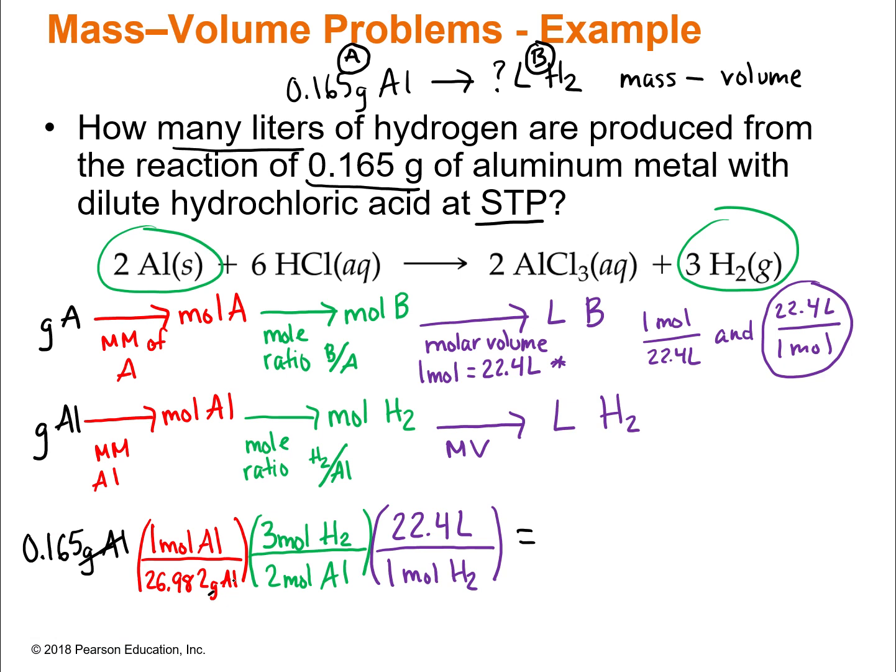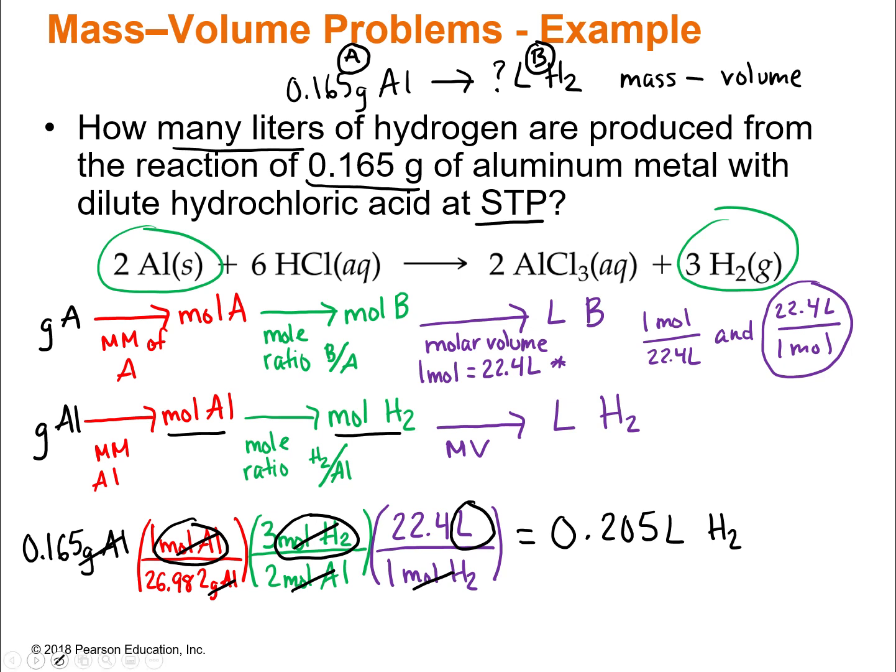We can cancel out our units and walk along our plan. The first stop was making moles of aluminum, which we did. Then we used a mole ratio to convert moles of aluminum to moles of hydrogen gas. Then we used molar volume to convert to liters. And yes, you should get 0.205 liters of hydrogen gas. Not that much different. Can I move on to the next slide? Okay.